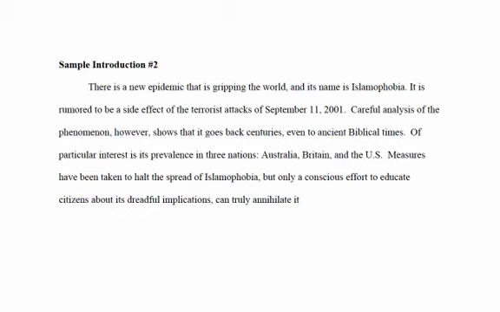Now, how do we know that this is the thesis? If we look at this statement in yellow, it says, "Measures have been taken to halt the spread of Islamophobia, but only a conscious effort to educate citizens about its dreadful implications can truly annihilate it in these countries." The three countries have been mentioned in the previous sentence: Australia, Britain, and the US. We know this is the argument because we can agree and disagree with this statement. Measures have been taken to halt the spread of Islamophobia. I could say, yeah, that's true. Or I could say, no, I really don't think that's a fair claim to make.